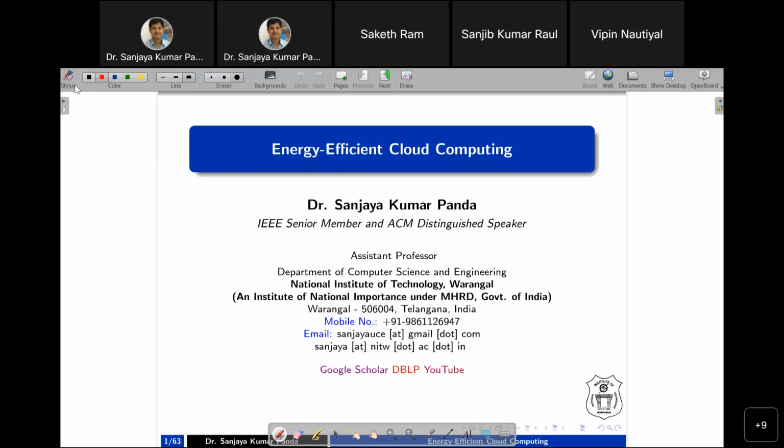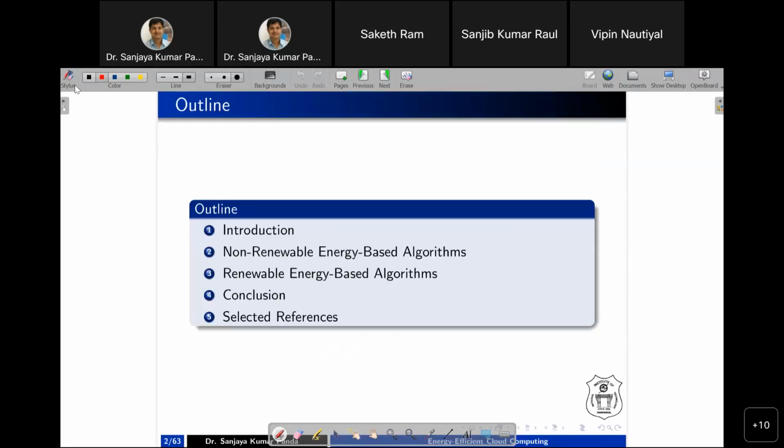Whenever we move from traditional infrastructure to cloud infrastructure, definitely we are going to save energy. In a similar fashion, if you move from non-renewable energy to renewable energy, definitely it will also be helpful. Based upon this idea, this lecture covers both non-renewable energy based algorithms and renewable energy based algorithms. So these are my contents.